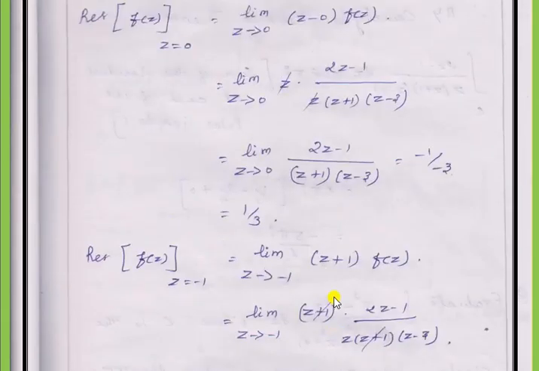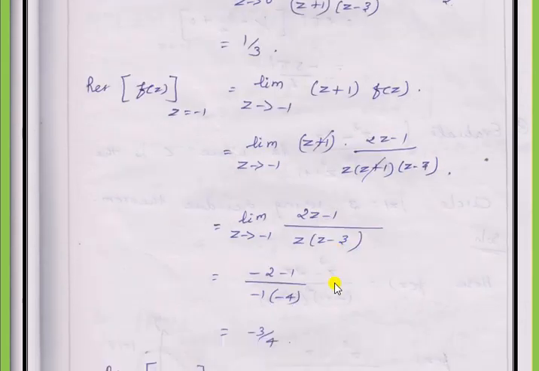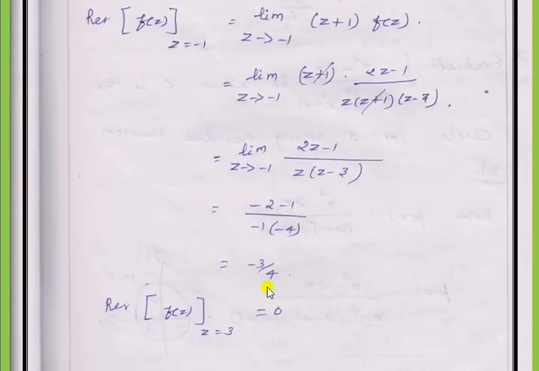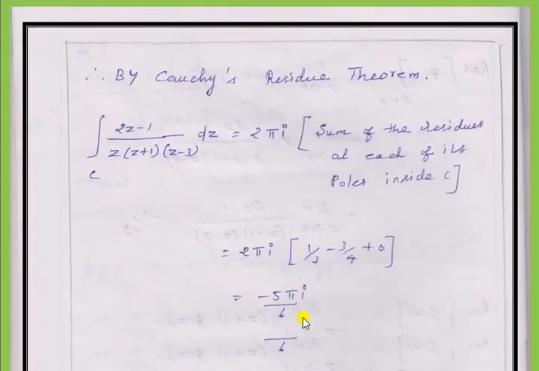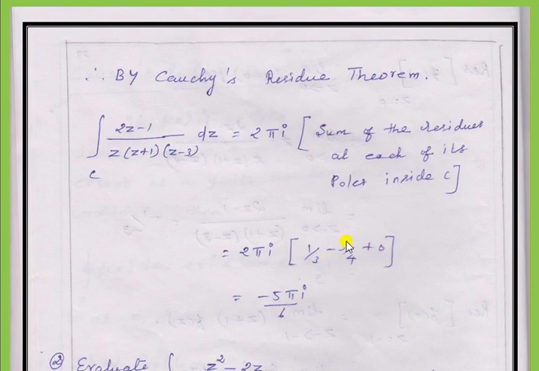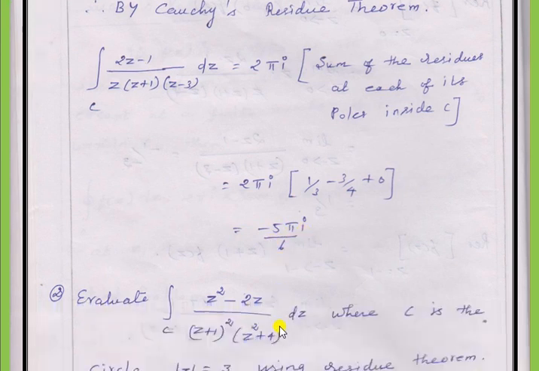So, the first residue value is 1 by 3, the second residue value is minus 3 by 4, the third residue value is 0. I am writing all those values here. After simplifying this, I will get the final answer for this closed contour: the integral over C is equal to minus 5 pi i by 6, minus 5 times pi i by 6. This is our final answer.